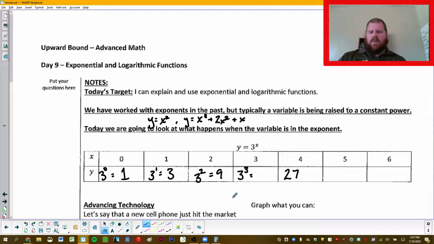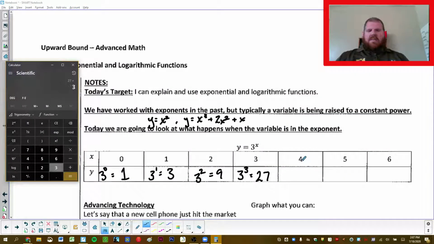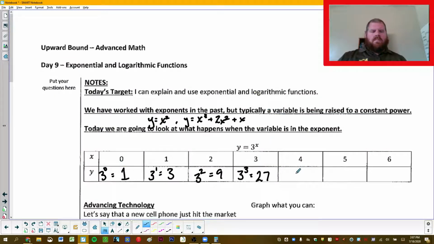It goes right there. 27 times 3 is 81. So 4 is 81.